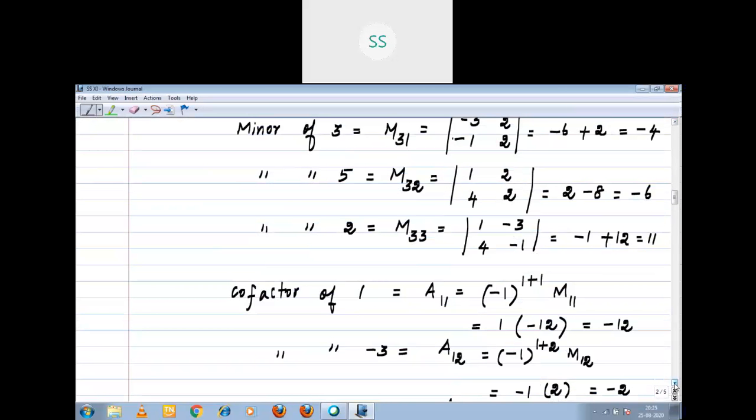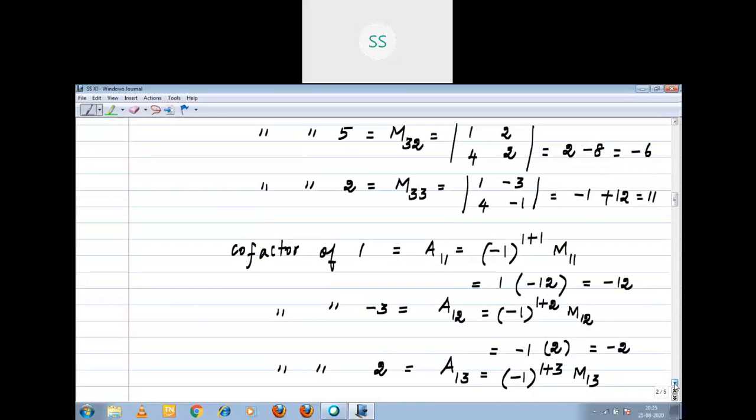Minus 1 the whole power i plus j, into Mij. If you are selecting A11, i is replaced by 1 and j is replaced by 1. Like that we will end up.